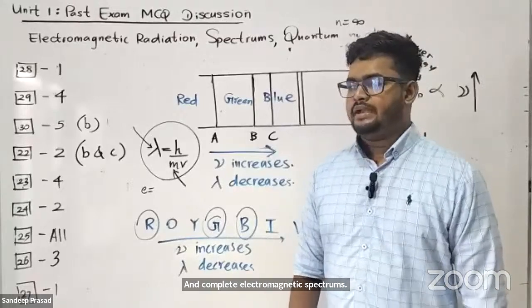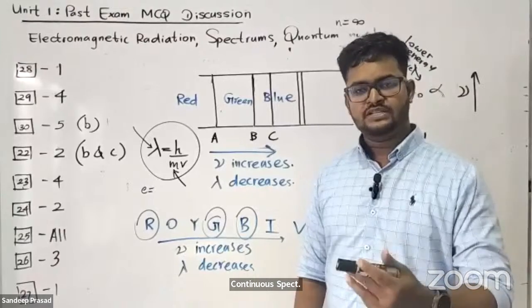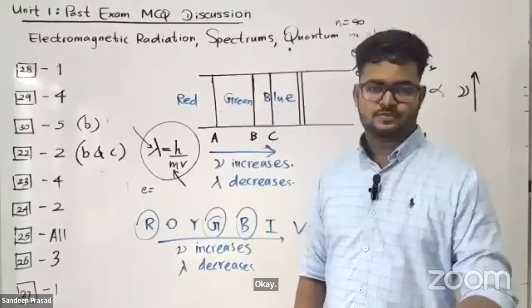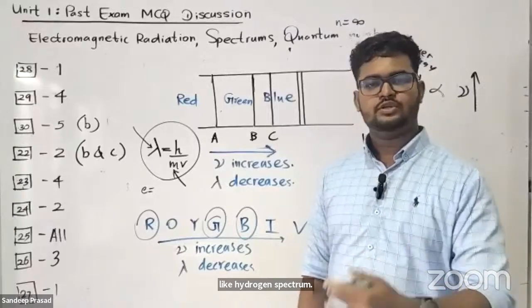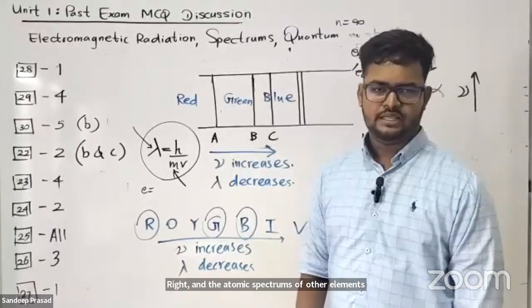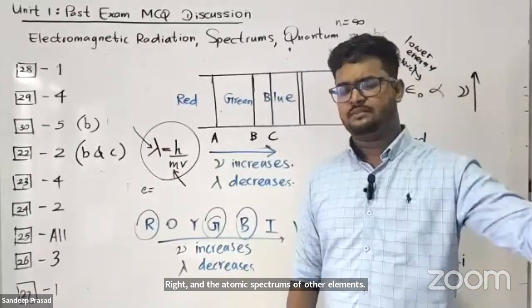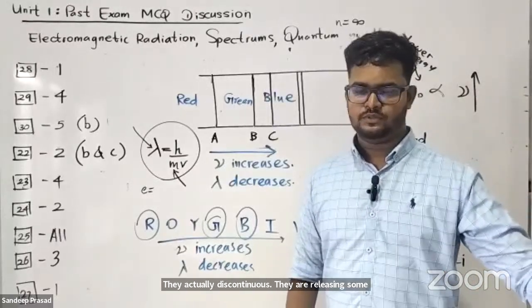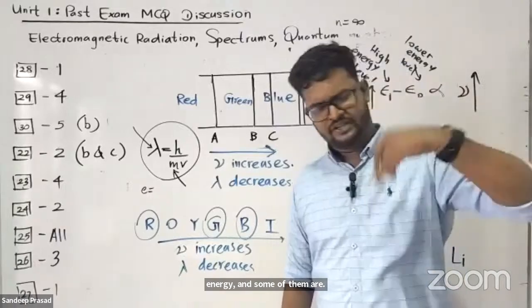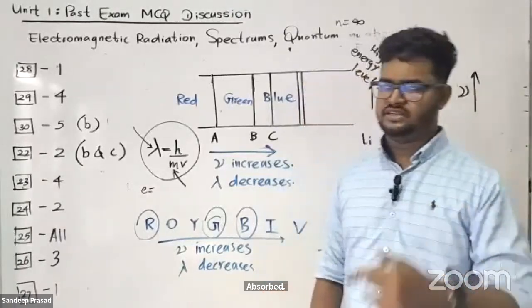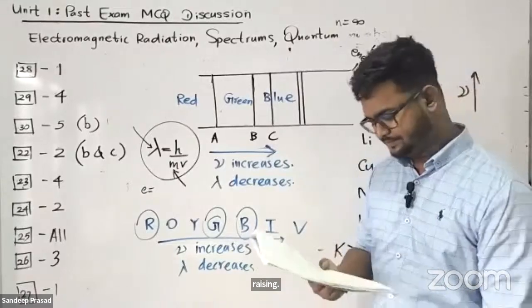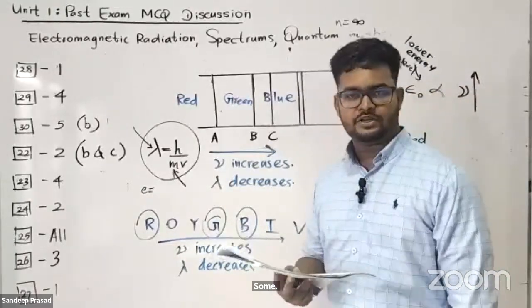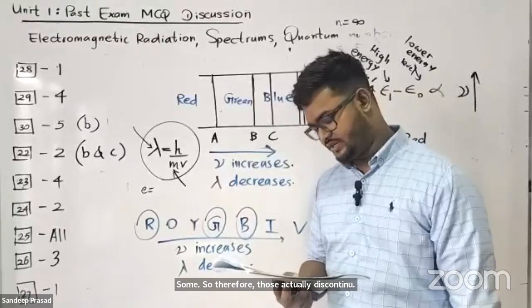And line spectrum, when you consider the atomic spectrums like hydrogen emission spectrum and the atomic spectrums of other elements, they are actually discontinuous, right? They are releasing some energy and some of the energy radiations are absorbed. So when they are absorbing some of the energy radiations, they are releasing some. Those are actually discontinuous spectrum. Yes, atomic spectrum is a line spectrum which is discontinuous.